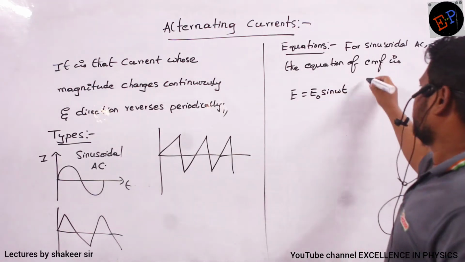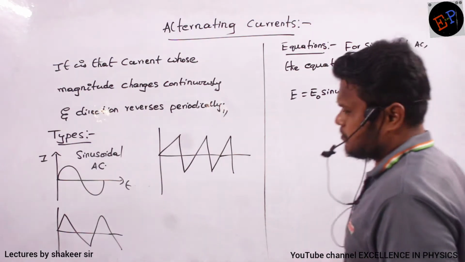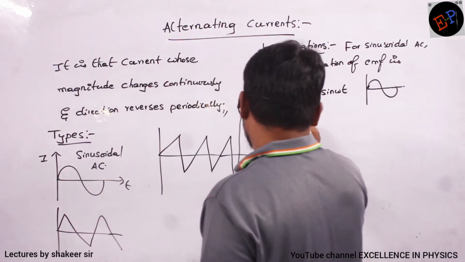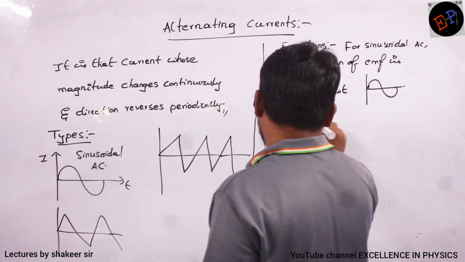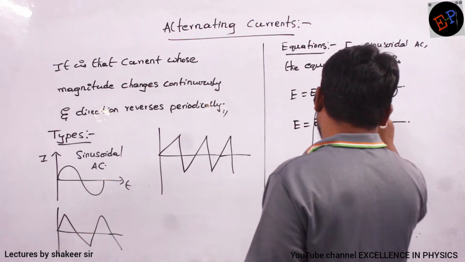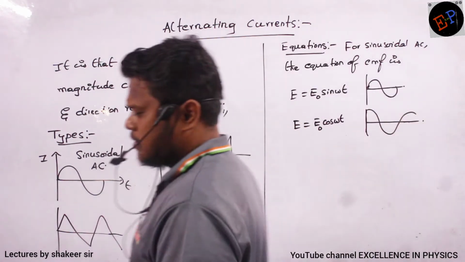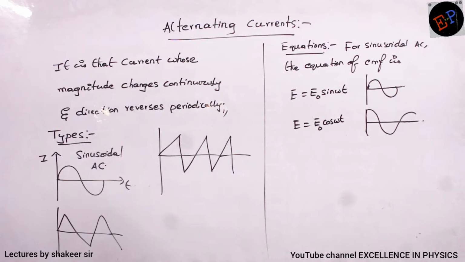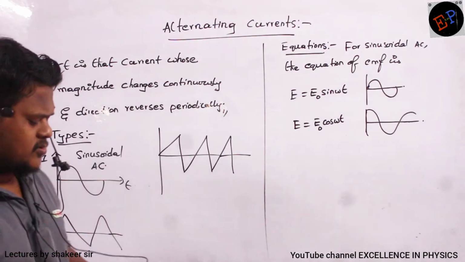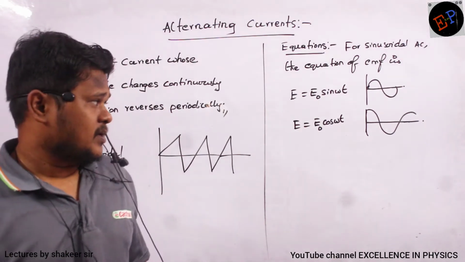Okay, ma? And the type of AC will be like this. This is the type of AC. Same equation I can write like this also. E is equals to E naught cos omega t also I can write. But the type of AC will be like this. Okay. So these are the equations for representing alternating source of potential difference in the circuit. Are you able to understand?